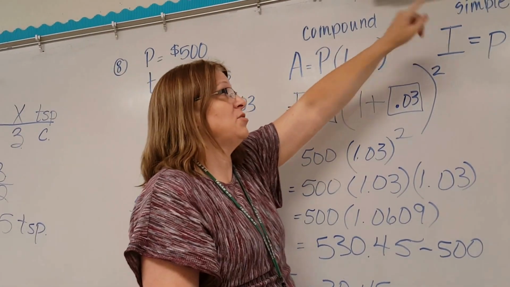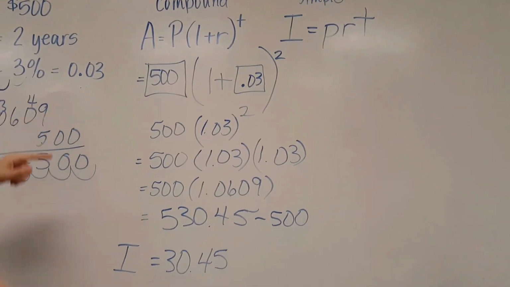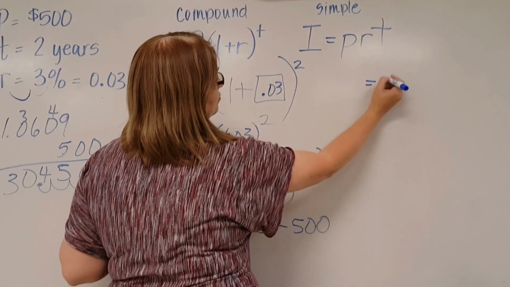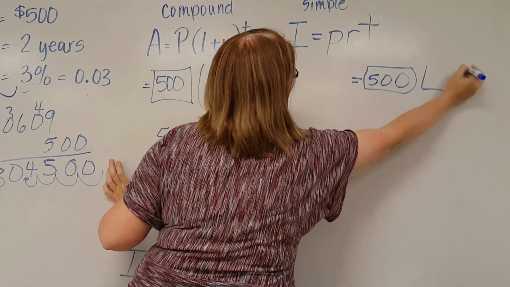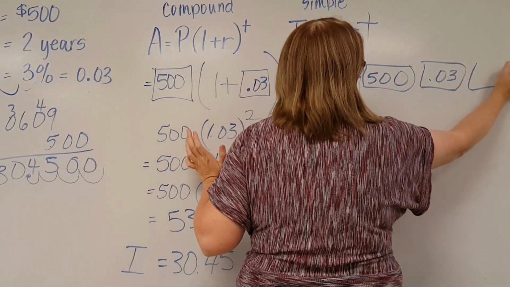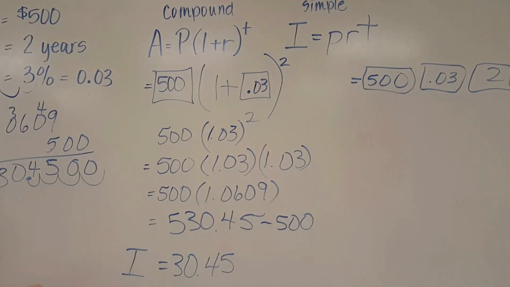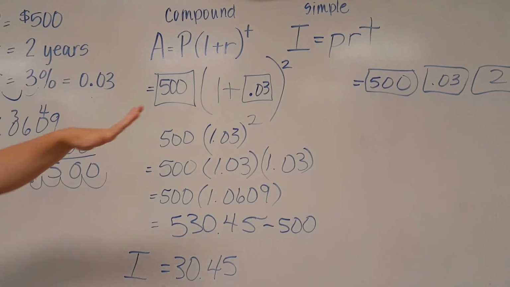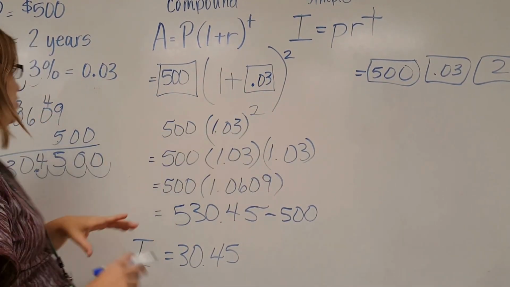The simple interest that's earned is multiplying 500, the principal, times the rate, times the time. 0.03, times the time, which was 2. Okay? So now the multiplication that we're going to do is 2 times 0.03 times 500.